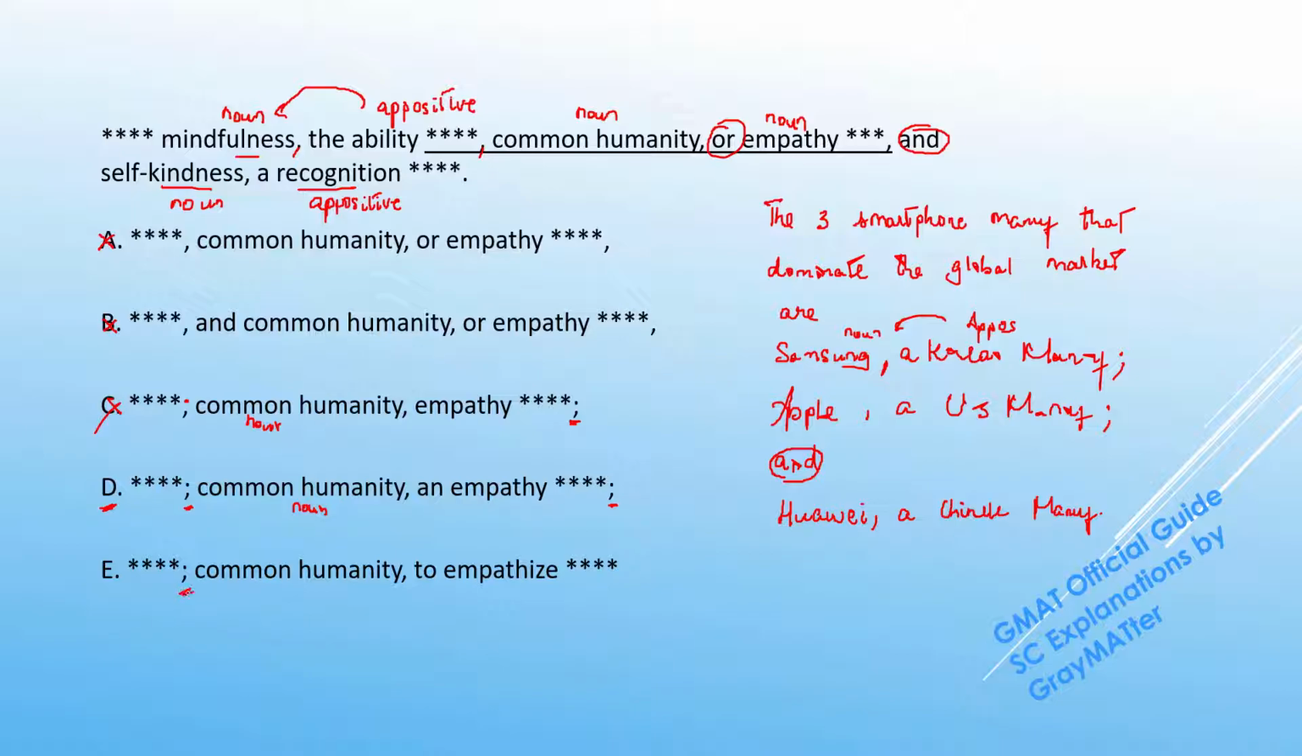We can see that there is a semicolon here, but after this construction to empathize with something, we do not have a semicolon before the and. So this construction is invalid as well. So D has to be the answer.